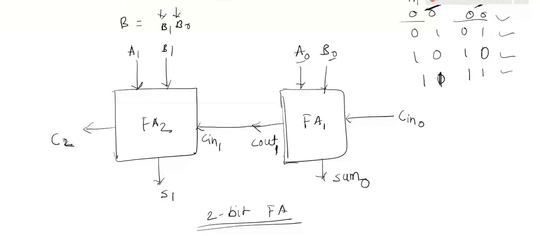Whenever we want to perform the addition of variables and the size of the variables extends beyond 1 bit, at that time we can use full adders in parallel and perform the additions. Whenever we use adders in parallel and perform the simultaneous addition operation, that type of implementation we call a parallel adder implementation. Now this is a 2-bit full adder.